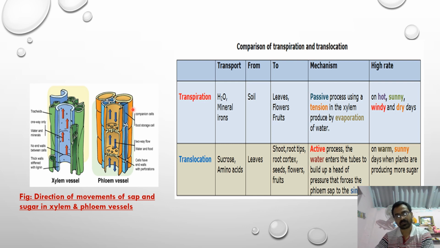But in lower plants where no vascular system is there, they also have transportation of substances, but it is through cell to cell, from one cell to another through ion exchange and osmosis. The substances are transferred from one cell to another cell.